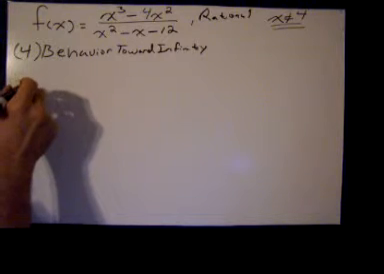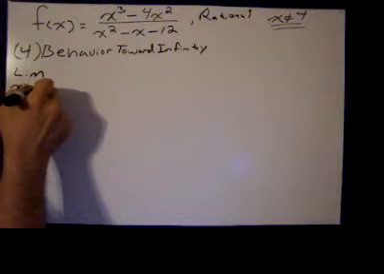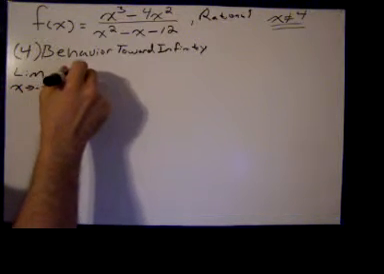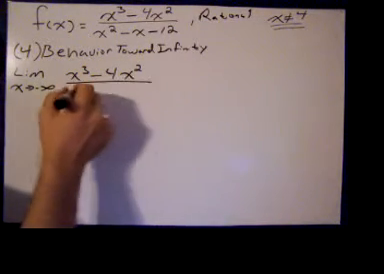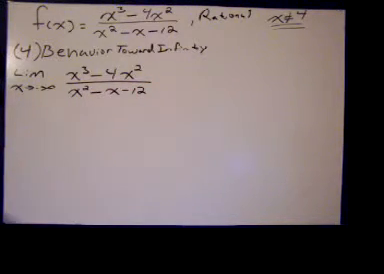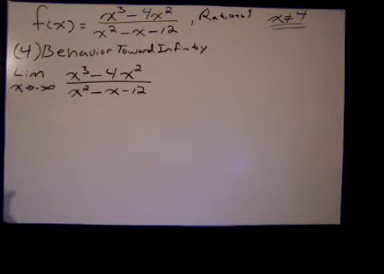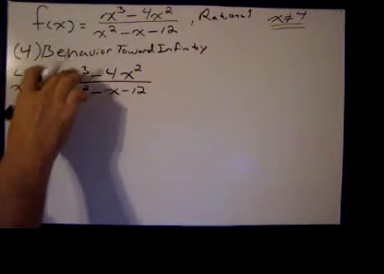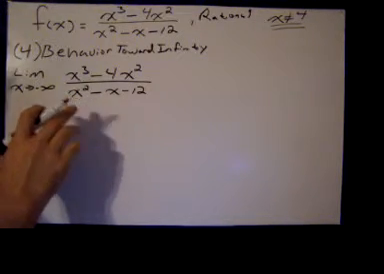So anyway, we'll just start. It's the limit as x approaches negative infinity of x cubed minus 4x squared divided by x squared minus x minus 12. This is a rational function, and the degree of the numerator is higher than the degree of the denominator. So therefore, it will be an infinite limit. To determine if it's positive or negative infinity, we divide every term in the numerator and the denominator by the highest power of x in the denominator, which is x squared.